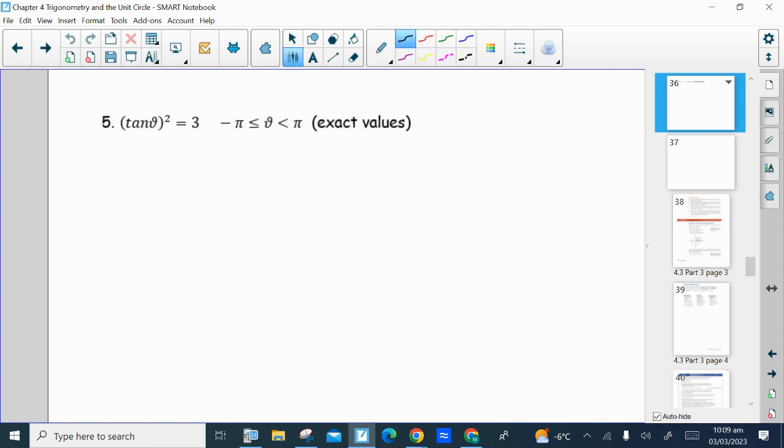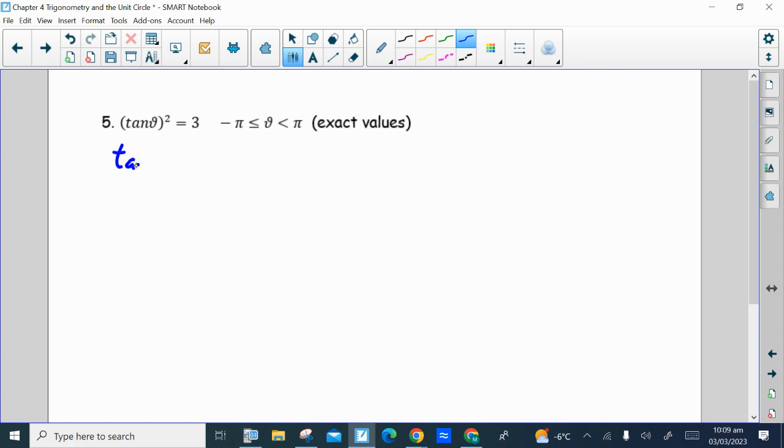A couple of things. Number one, normally when we're dealing with these trig equations and a trig function is all squared, the other way of writing it is like this: tan squared theta equals 3. It's just a way of writing it without brackets, but that's what it means. It means the tan of theta all squared.